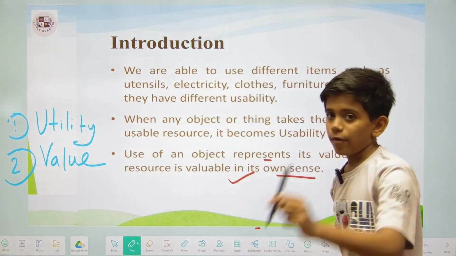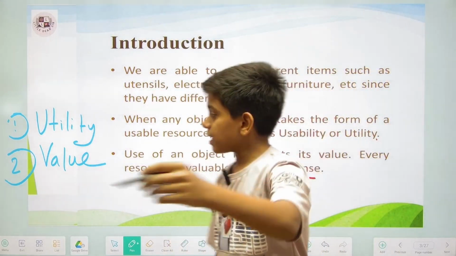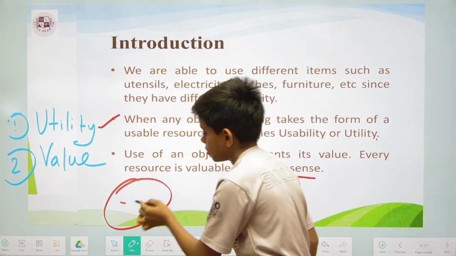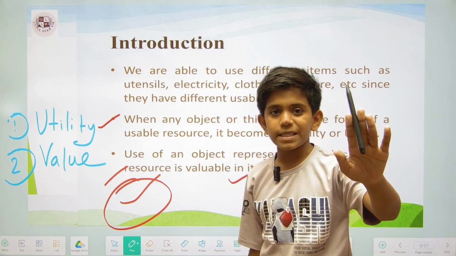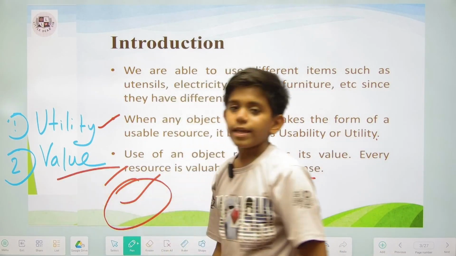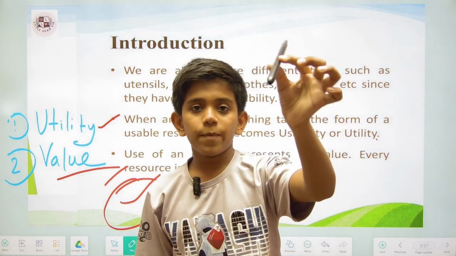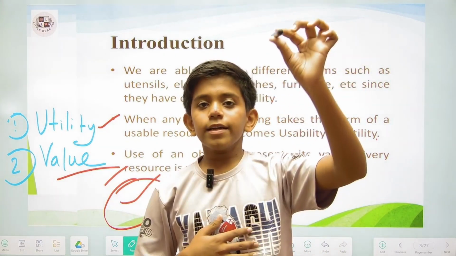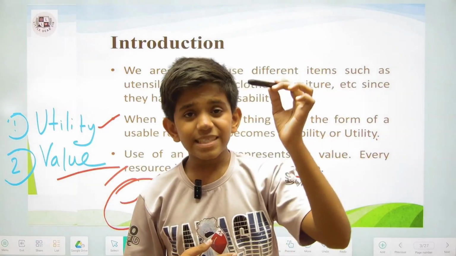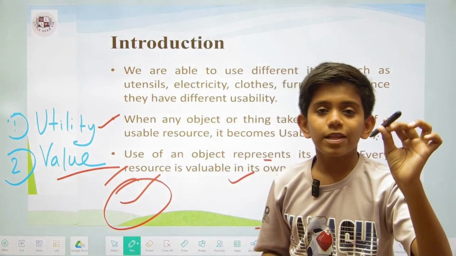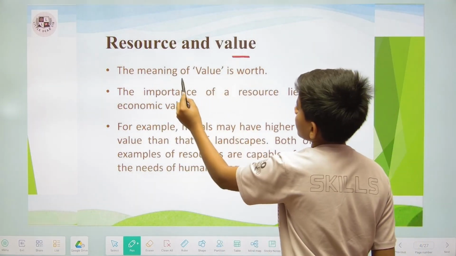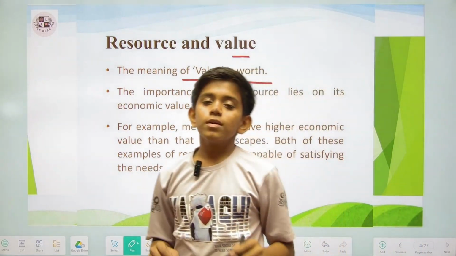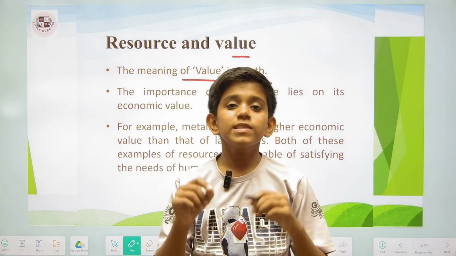Suppose we have this pen. Yes, it has a utility of writing. It has a value, something around 4 to 5,000 rupees. So it also has a value. It is called a resource. Okay, it has a utility, it satisfies my need, and it also has a value. So it is a resource. Resource and value. The meaning of the word value is worth.